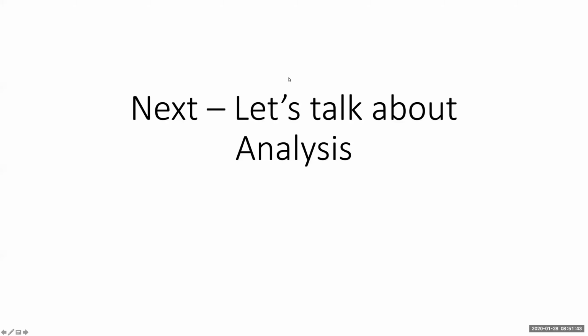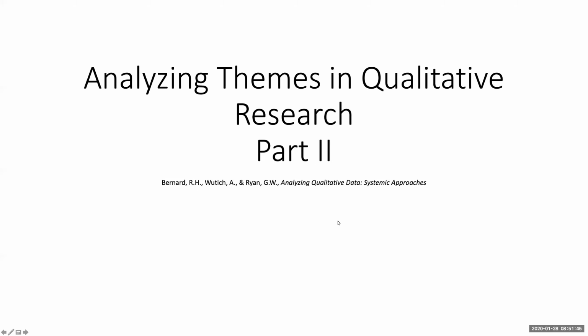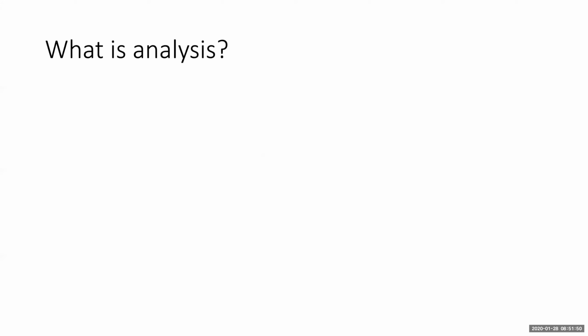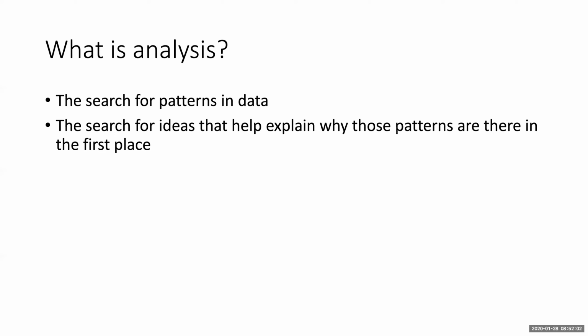Okay, back in it, talking about analysis. This is part 2 of analyzing themes in qualitative research. What is analysis? Well, analysis is when we search for patterns in data. And we search for patterns based on the codes that we developed. And we may have grouped this information so that it's nice and neat and clean, but it's the search for ideas that help explain why those patterns are there.